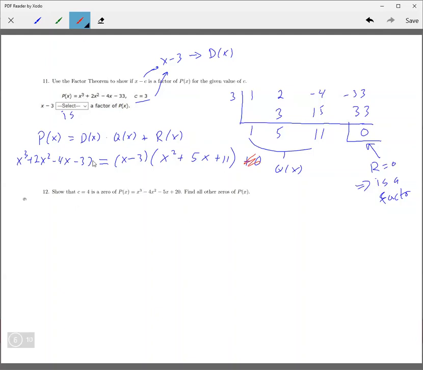Okay, so that's telling you that this polynomial factors into this times this. In other words, this is a factor of this polynomial. Also, this is another factor, by the way. These are both factors because this times this is equal to the original polynomial. Okay, so that's number 11.